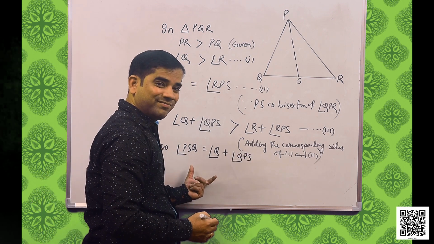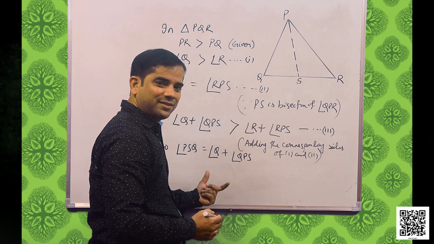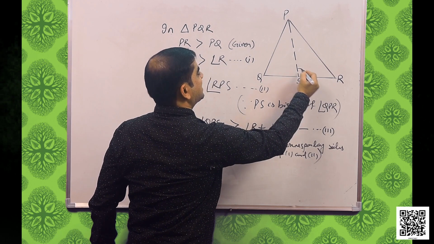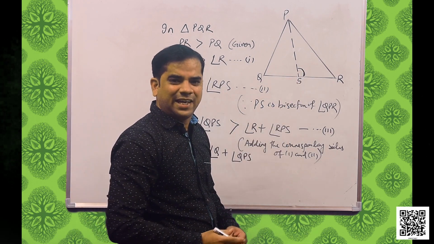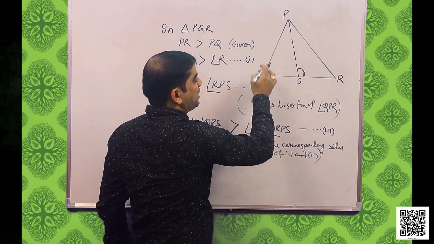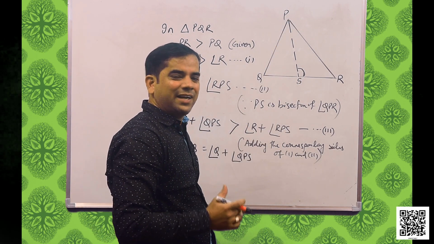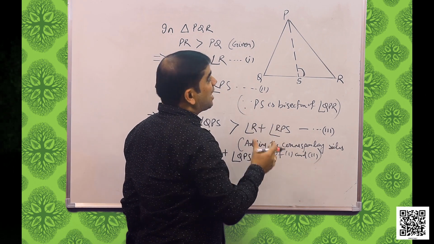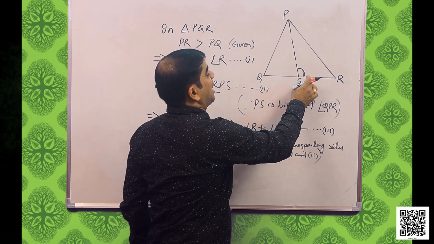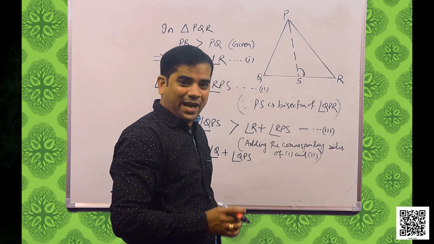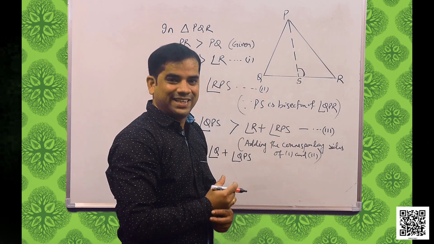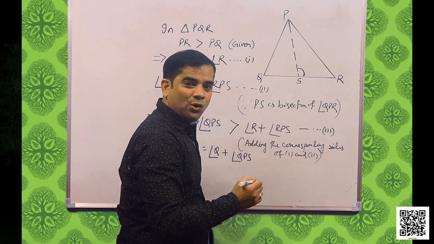Can you say why? Hope you have understood this. See, PSR is the exterior angle, isn't it? This is the exterior angle of triangle PQS, and we know that the sum of the interior angles opposite to the exterior angle of a triangle is equal to the value of the exterior angle, isn't it?